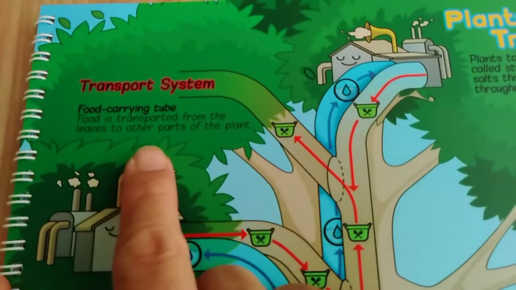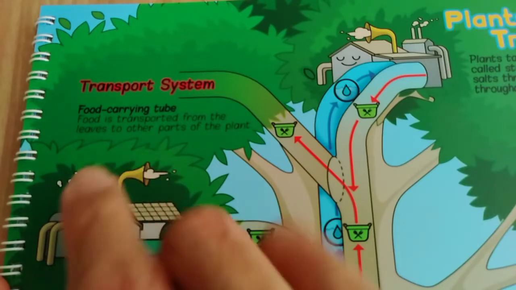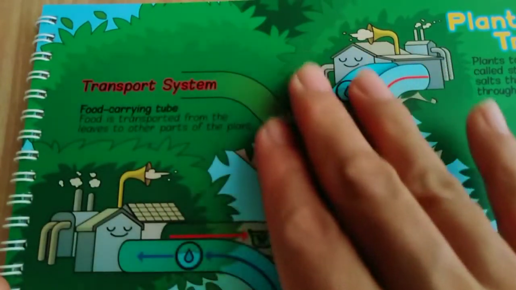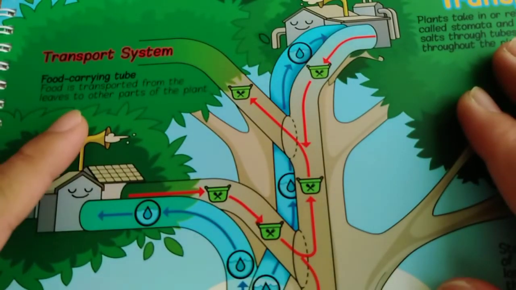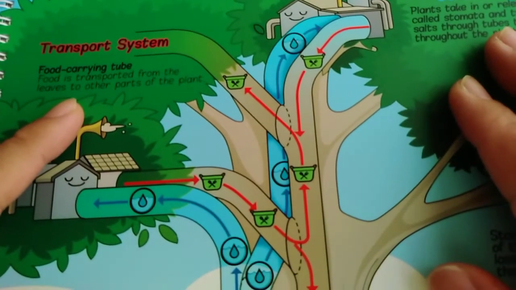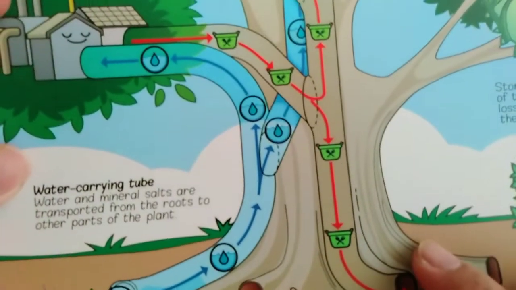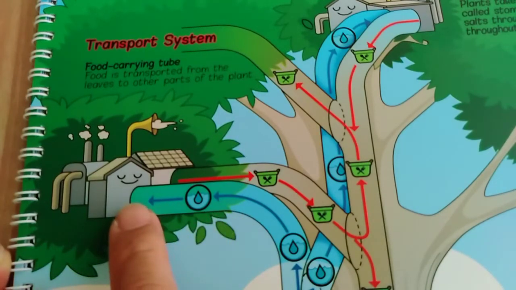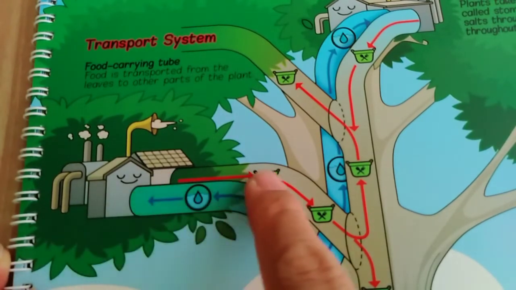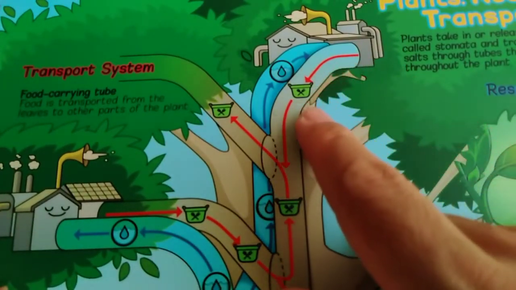For example, food carrying tubes. So where is the food being made? It's made in the leaves, alright? The leaves are where food is being made. And when food is being made, well, the food has to be sent to the rest of the plant because the stem needs the food as well. The roots also need the food. So what happens is the food that's made here is transported down the food carrying tubes.